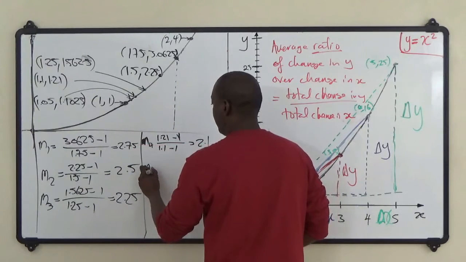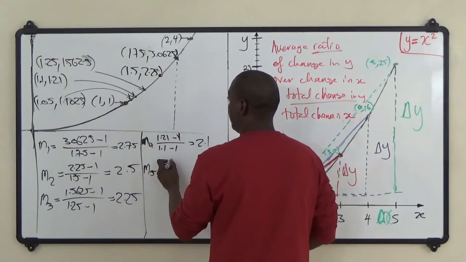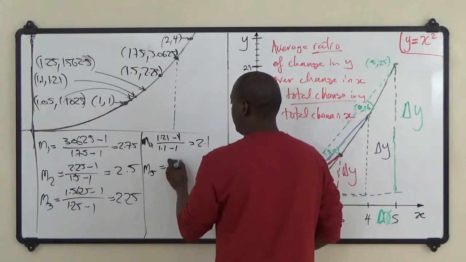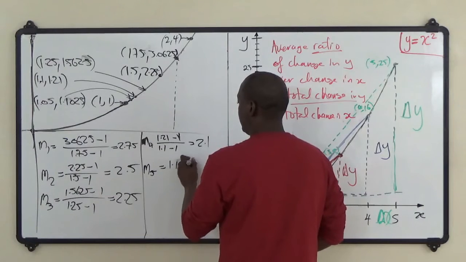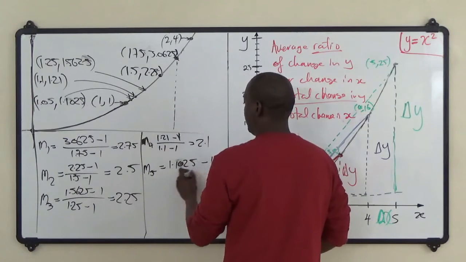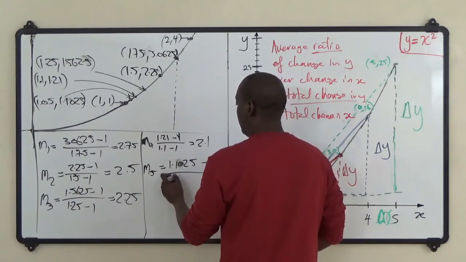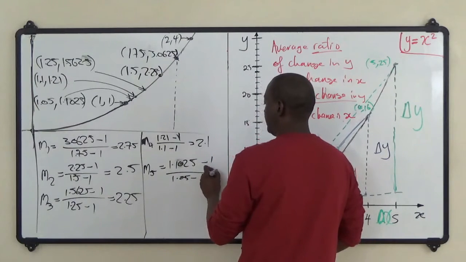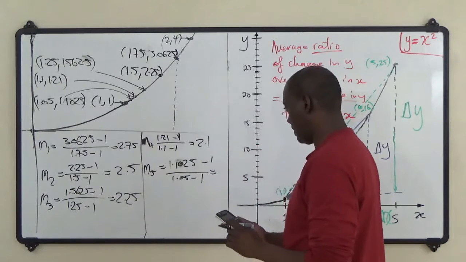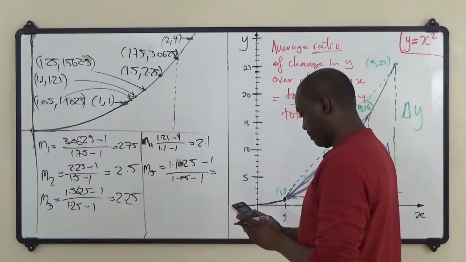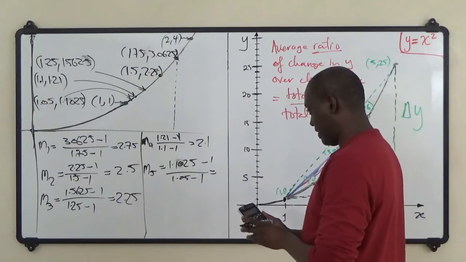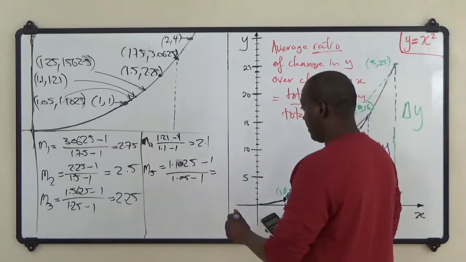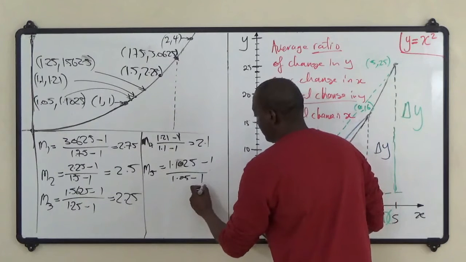M5 is equal to 1.1025 minus 1 over 1.05 minus 1, and that is equal to 0.1025 divided by 0.05. That's equal to 2.05. Only see what's happening here.